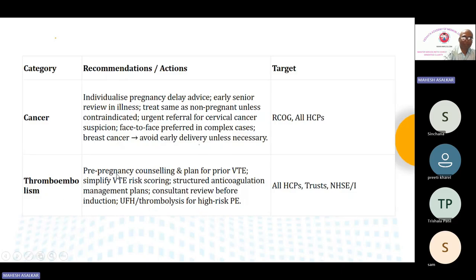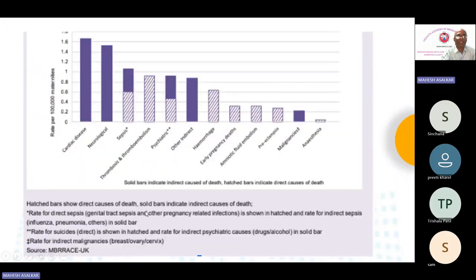For VTE, pre-pregnancy counseling, and a plan for prior VTE should always be there. Simplify VTE risk scoring. This also we have already seen. Okay. Now there are a couple of further slides, and graphs are there. From there they can ask you questions. Okay, so these are the indirect causes of maternal death, and these are the direct causes of maternal death. Solid bars indicate indirect causes of death, and hatched bars indicate direct causes of death.